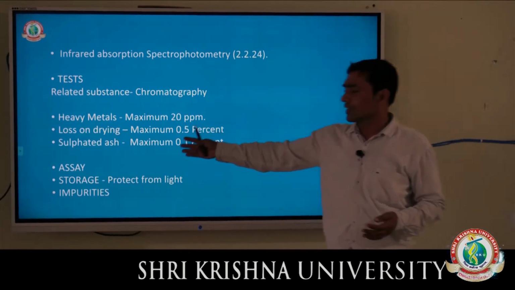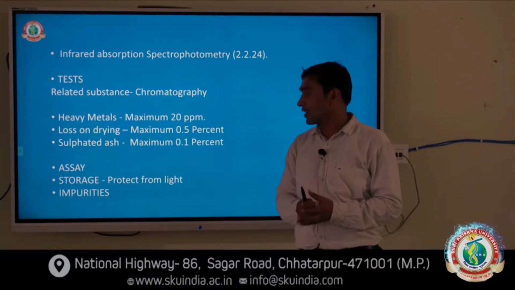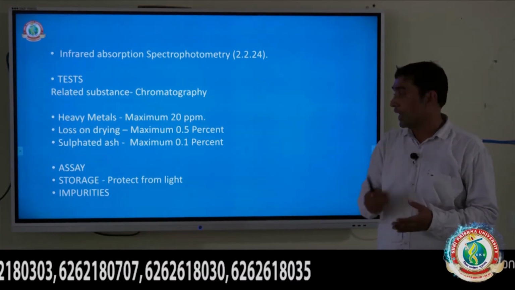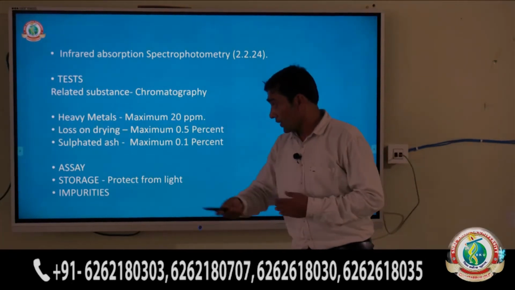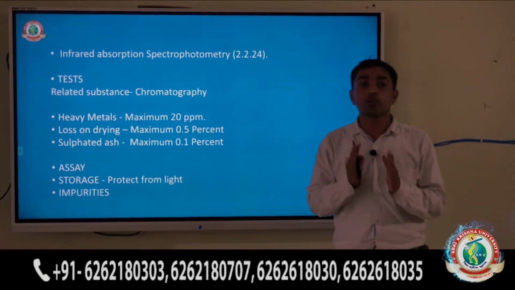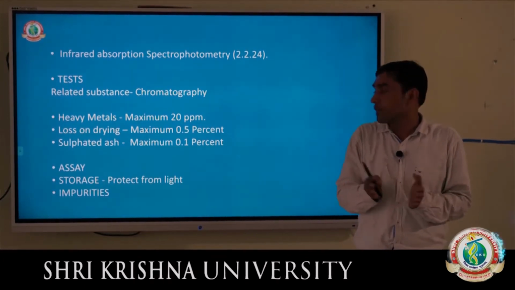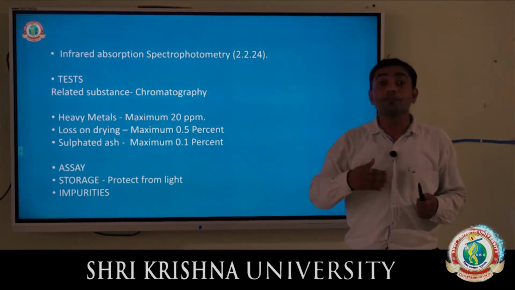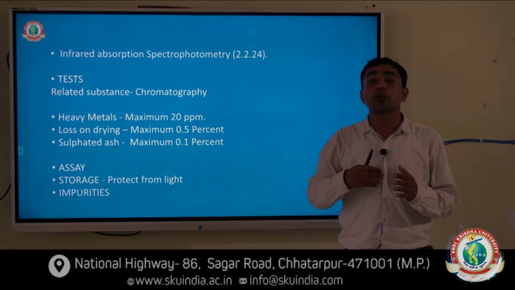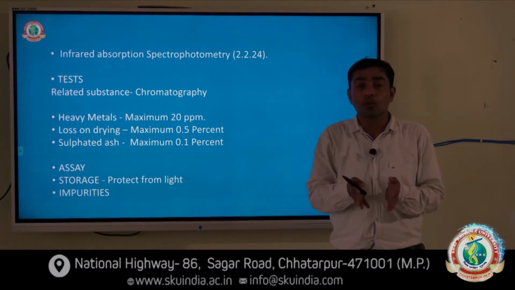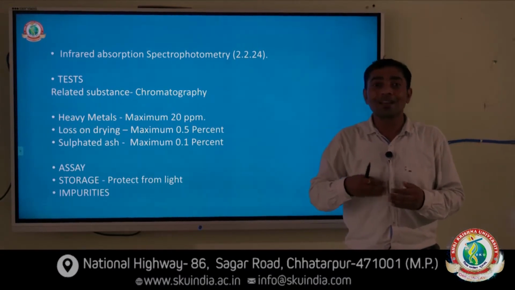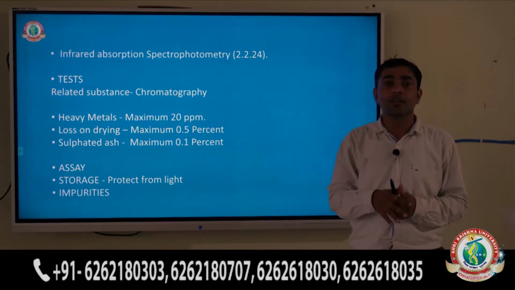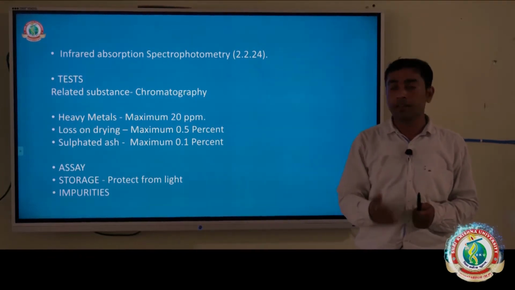After that, information is given about the assay of paracetamol, and the storage conditions for paracetamol are also given in the monograph of the IP. And again, we have already talked about protecting it from light. Paracetamol should be protected from light, otherwise it may deteriorate by the presence of light. And the impurities, what kind of impurities may be present in the paracetamol powder, the names of all those impurities are given in the monograph, and how to analyze the quantity of these impurities, all procedures are given in the monograph of paracetamol in the Indian Pharmacopoeia.